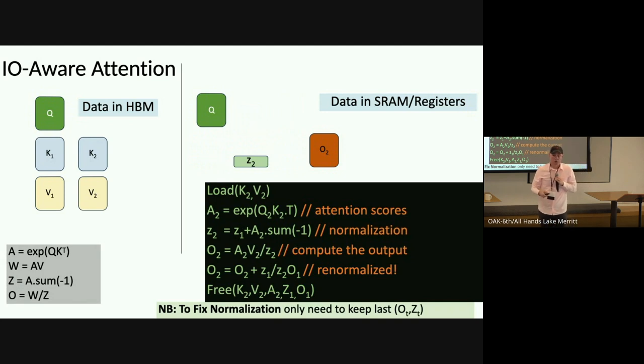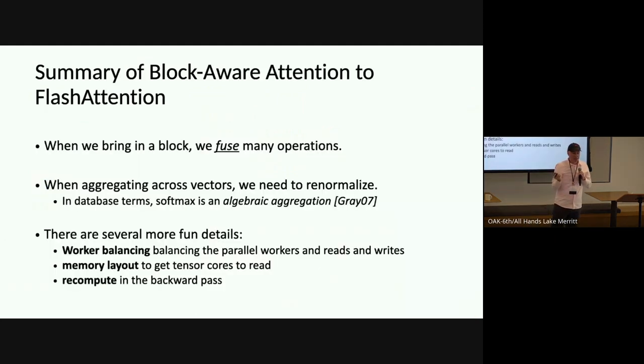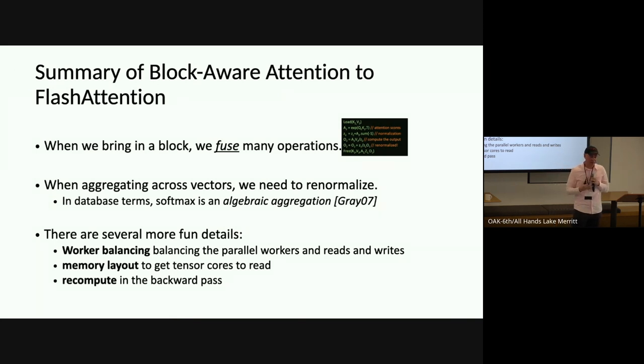So all you need to do, if you think about this, is keep the last bit of output and the last normalization, and you have yourself a pretty nice IO-aware algorithm. When we brought in blocks, we fused many operations. Sorry for all the clicking. That small code block there, that was fusion, is what's really happening. When we aggregate across vectors, the Vs, that's something called algebraic aggregations, just renormalization. It's how you compute a running sum.